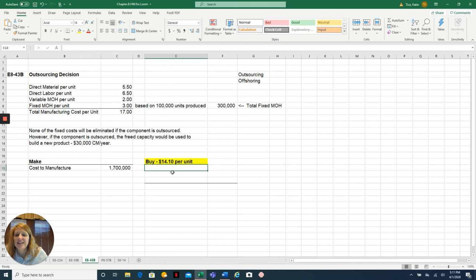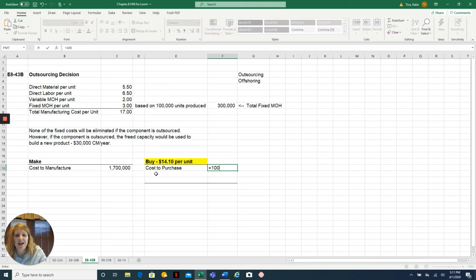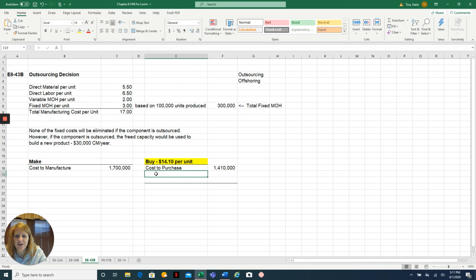Okay, so then if we buy, that side was easy. The make side was easy. So then if we buy the unit, the cost to purchase, we would have to purchase 100,000 units, and the purchase price is $14.10. Right there, that looks really good. So we would pay $1,410,000.